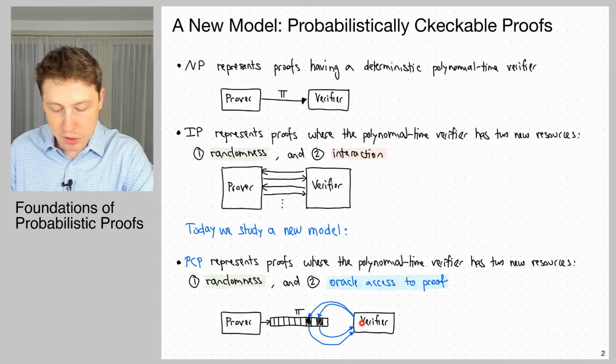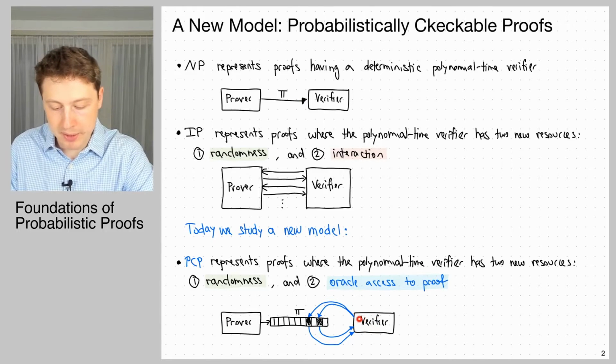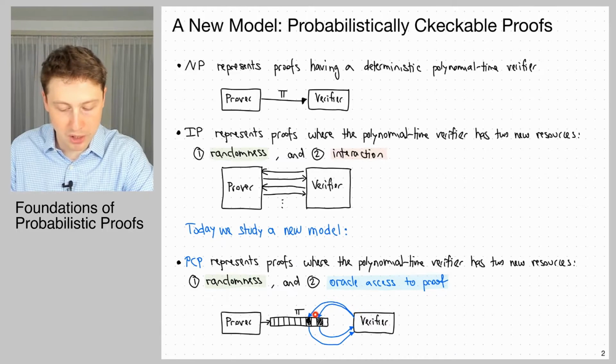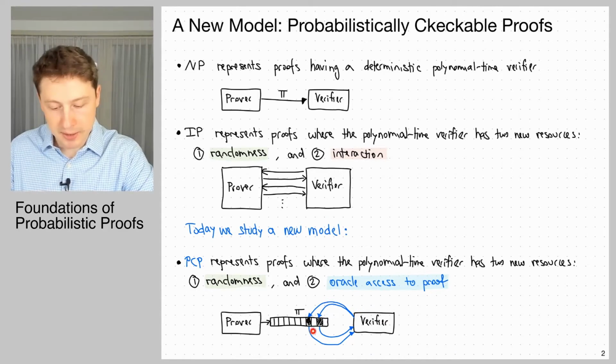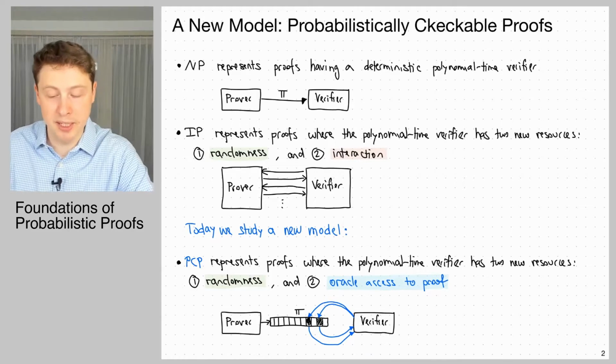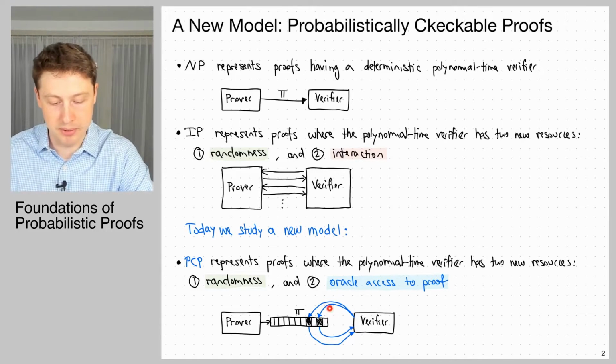Visually, the prover outputs basically an NP proof, but now the verifier has a new capability: it can specify an index of the proof and say, I would like to look at location 17, and then it gets back the symbol at location 17. So the verifier has the freedom to read the entire proof, but it doesn't have to. It can just flip coins and probabilistically sample a few locations.